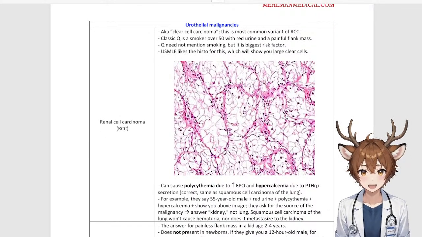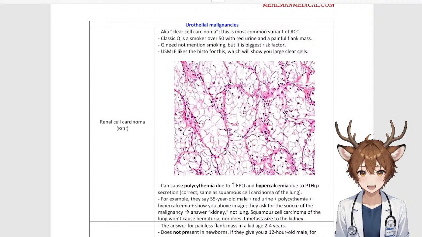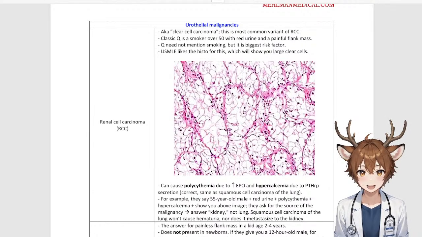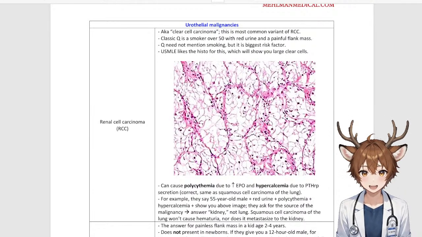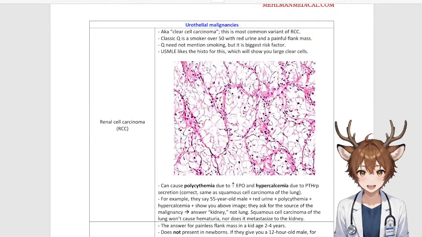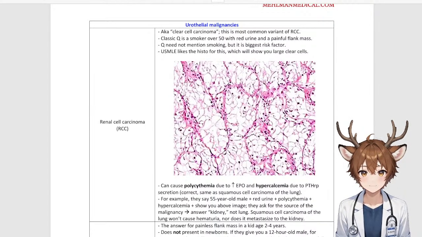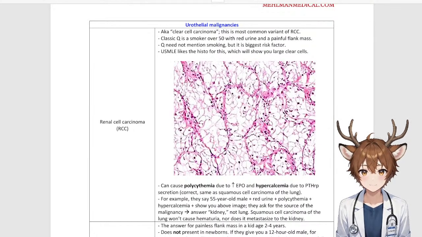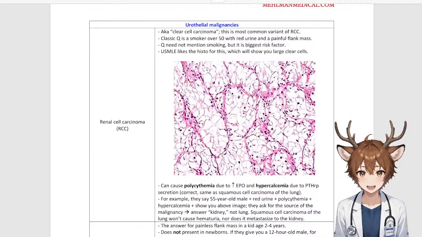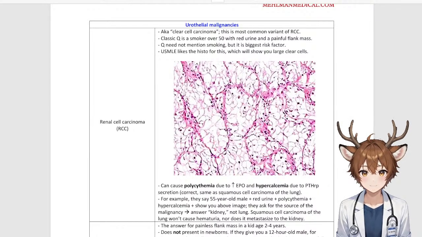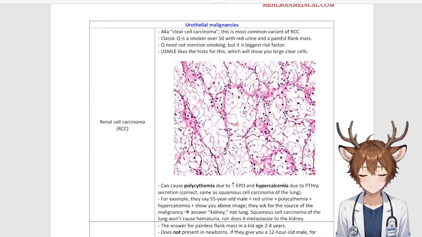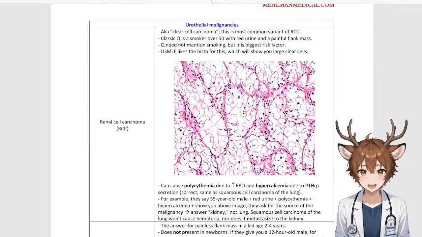It can cause polycythemia due to the increase in erythropoietin, and hypercalcemia due to the secretion of parathyroid hormone related protein. Same as squamous cell carcinoma of the lung. Remember that PTH-RP is not the same thing as PTH. It will not show high PTH levels, it will show low PTH levels, but it has the same effect. So you will have the effects of PTH being high, hyperparathyroidism, but you will have low PTH, which is weird. But apparently that's also the case for renal cell carcinoma, as it is true for squamous cell carcinoma of the lung.